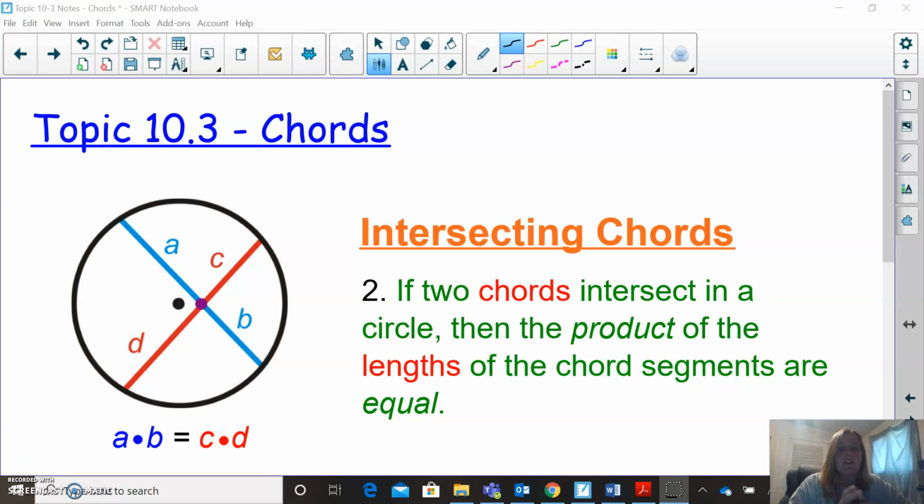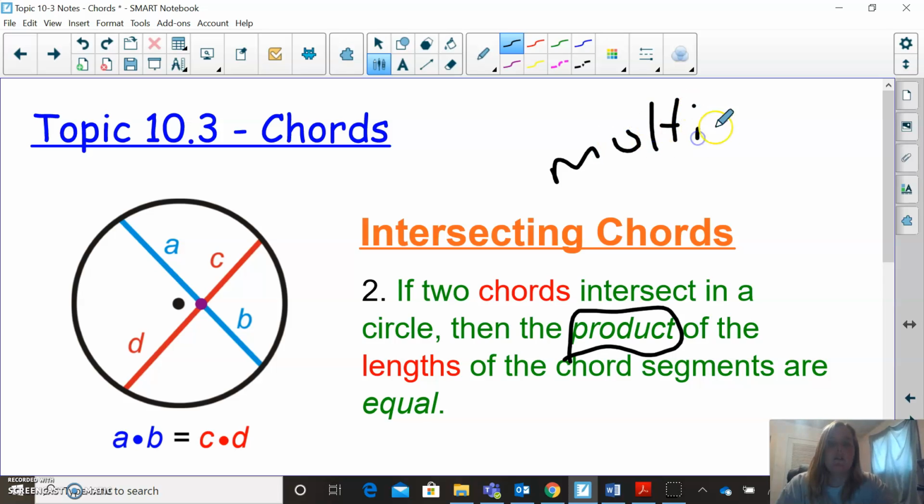All right, so intersecting chords. If two chords intersect in a circle, then the product of the lengths of the chord segments are equal. Product means multiply, so we're going to multiply. And these don't have to intersect in the center. So if AB, we have to do A times B and D times C. And if you will notice, it's not in the center. They're not intersecting in the center.